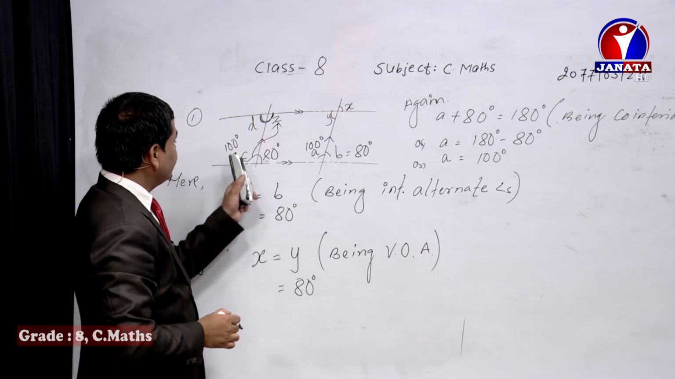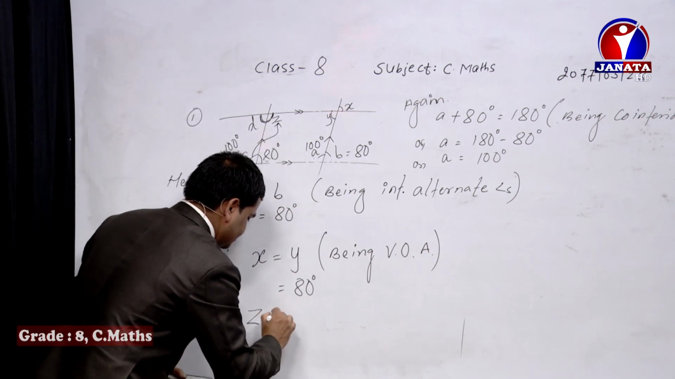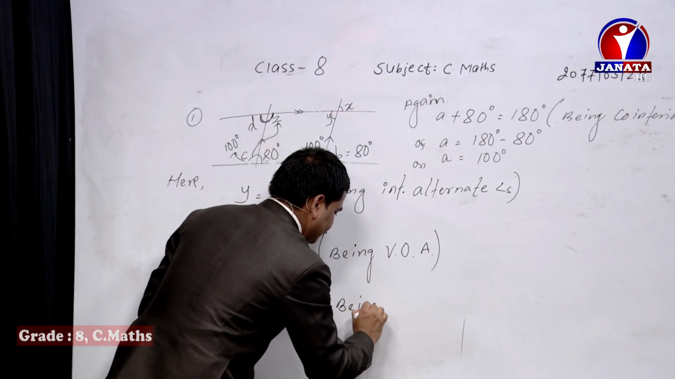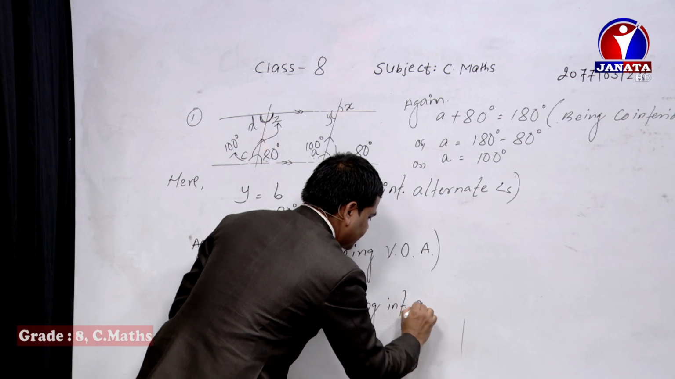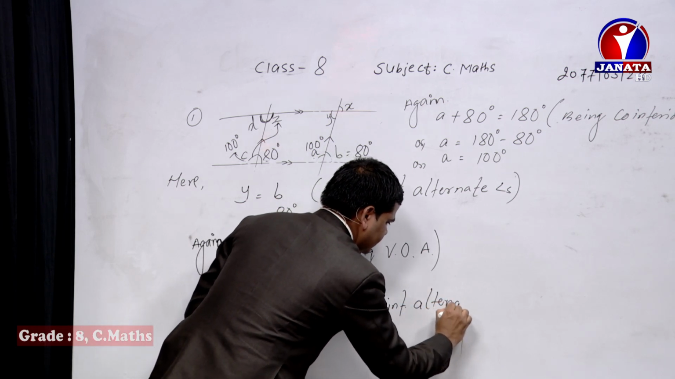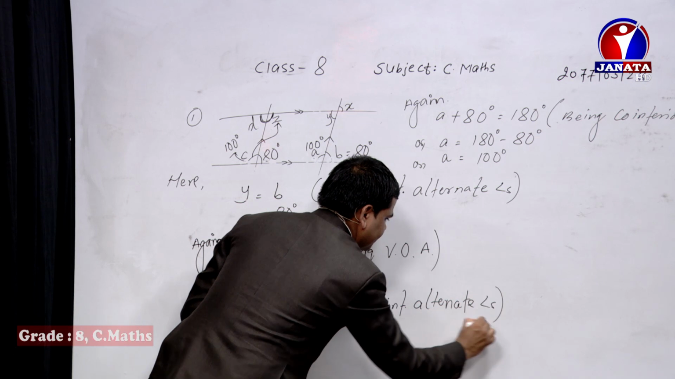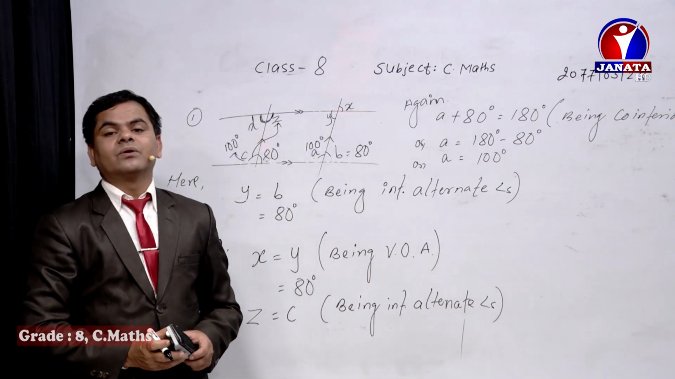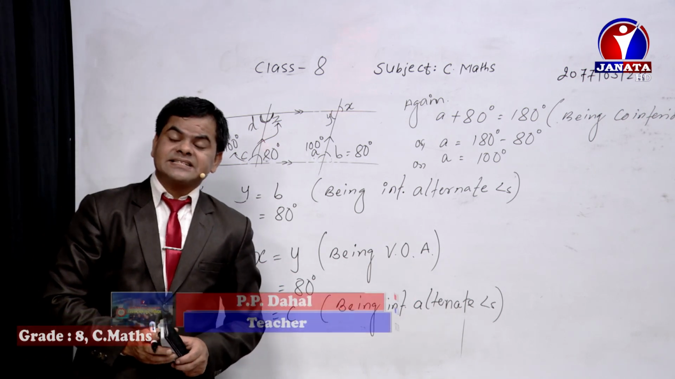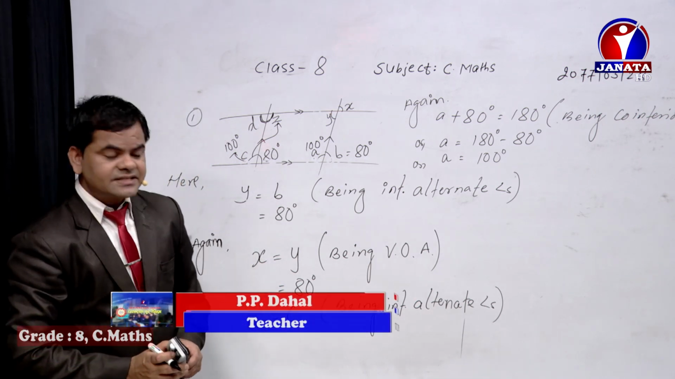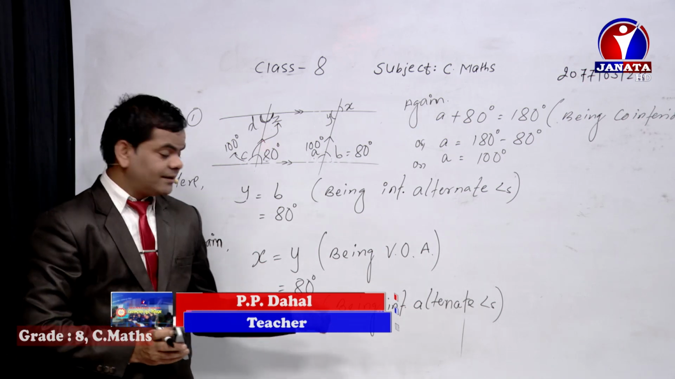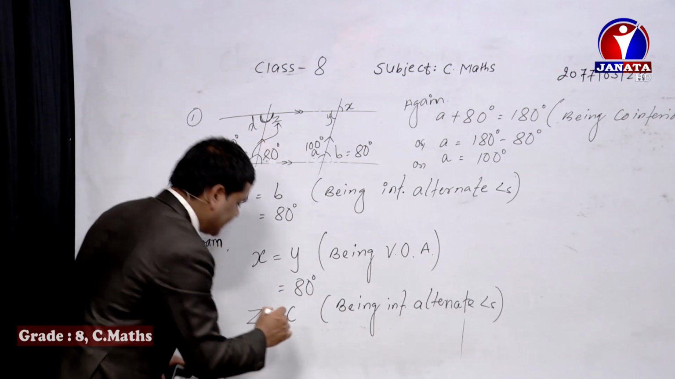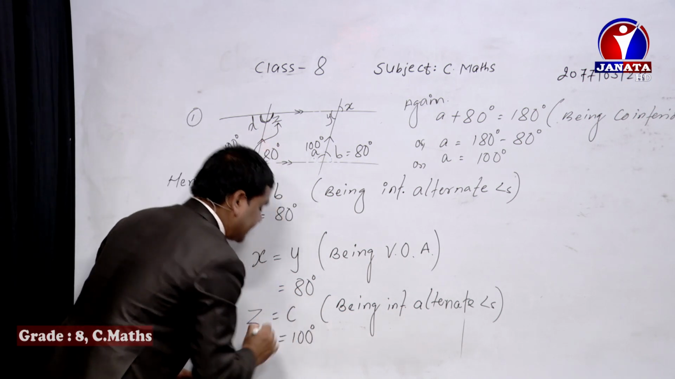Now you can write z equals c, because they are being interior alternate angles. Whatever the type of alternate angles, they are equal to each other, whether they are exterior alternate angles or interior alternate angles, as we had discussed in the bygone day. So as the value of c you have got as 100 degrees, z also becomes 100 degrees.